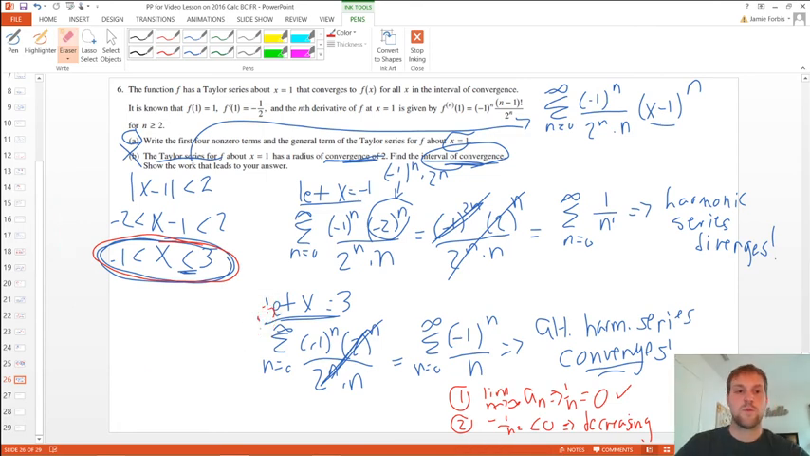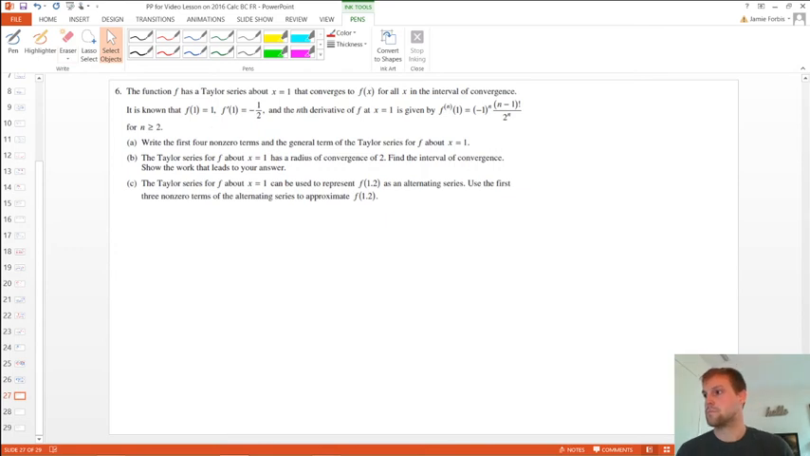Okay. Let's move on to part C. Part C says the Taylor series for f about x equals 1, which we found in A, can be used to represent f of 1.2 as an alternating series, because that's within our interval of convergence. And we're going to use the first 3 non-zero terms of the alternating series to approximate f of 1.2. Easy.